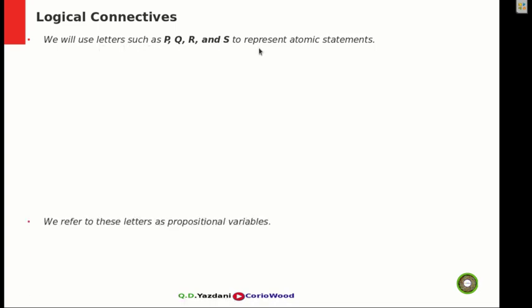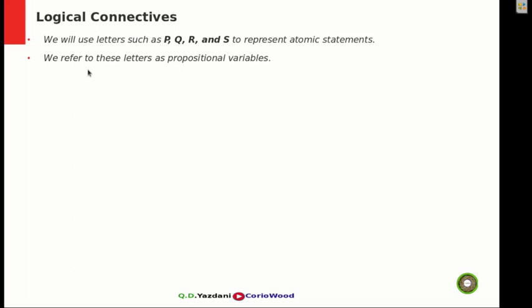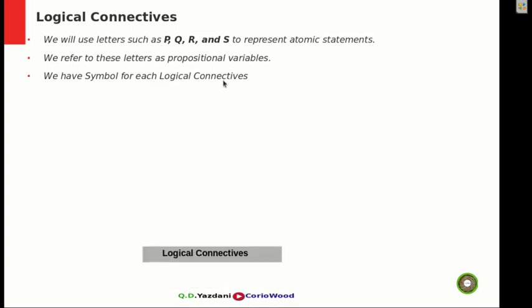Alright, so we recall our previous video about the logical connectives. We're going to go through it again because we need you to understand it from the last video. We will use letters such as P, Q, R and S to represent atomic statements. We refer to these letters as propositional variables. We have a symbol for each logical connective.